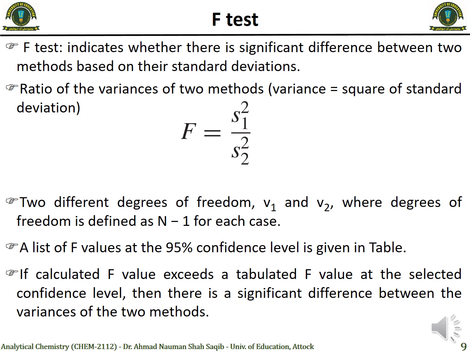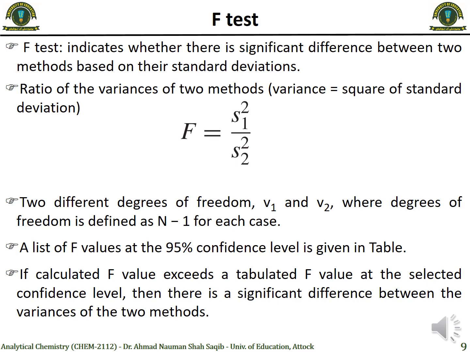If the calculated value is higher than the tabulated value at that specific confidence level and the specific degrees of freedom, then we say that there is a significant difference between the variance of the two methods. But if our calculated value is lower than the tabulated value, then we say that there is no significant difference between those two methods.